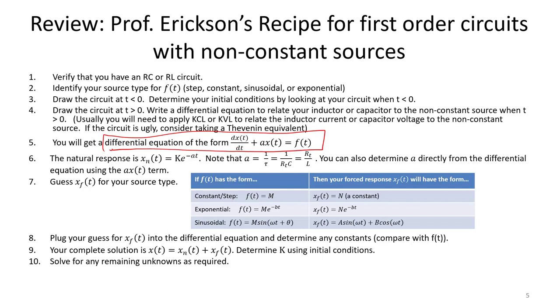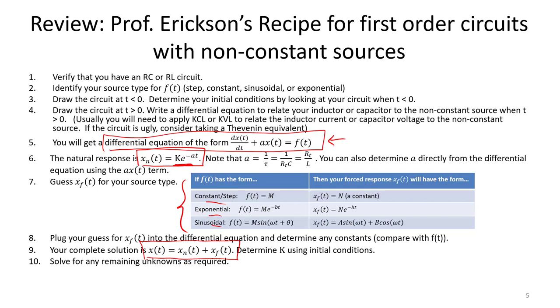You'll remember our strategy here is to first derive that differential equation. And once we've derived our differential equation, then we determine our natural response and our forced response. The natural response we just determine based on the known form. The forced response we guess depending on our source type. And once we determine our natural and forced response, then we know our complete solution. The complete solution is just the sum of the natural and forced responses.